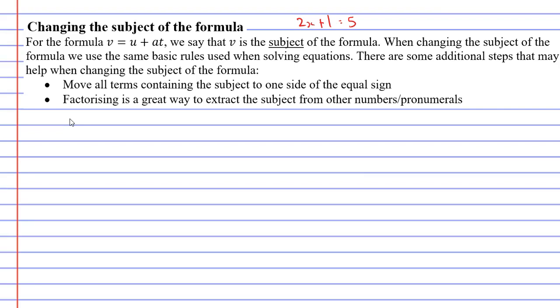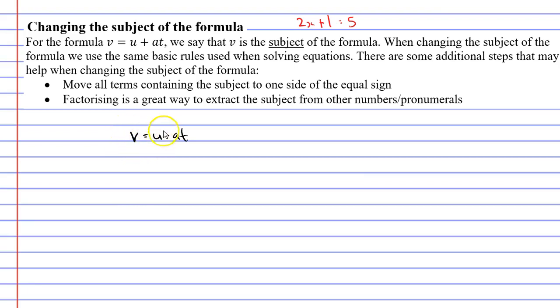Now, when we have a formula such as v equals u plus at, the v is referred to as the subject of the formula. That's because it's on its own next to the equal sign, and all the other pronumerals are on the other side of the equal sign. So if we wanted to calculate the velocity of something, I would use this formula because v stands for velocity.